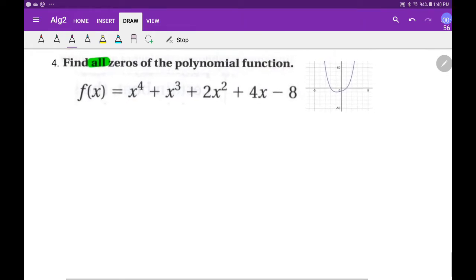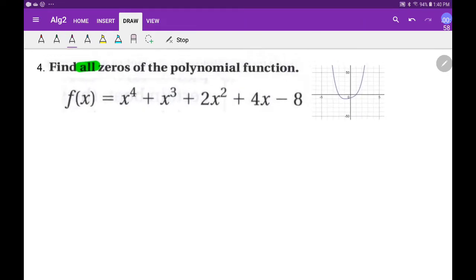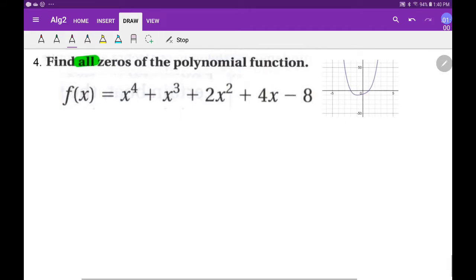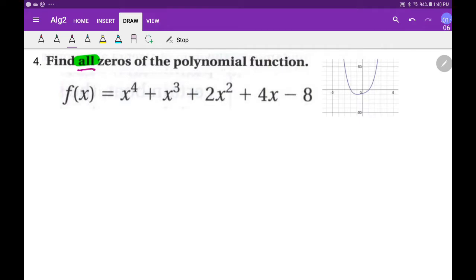Find all zeros of the polynomial function. All right, well, let's see. You can see that it says all, not just the real ones. And you can also see that it only touches the x-axis in 2 places, so the writing's on the wall there. We're going to have a couple that aren't real. But it looks to me like that's a -2, and that looks like a +1, so I'm definitely going to try those.